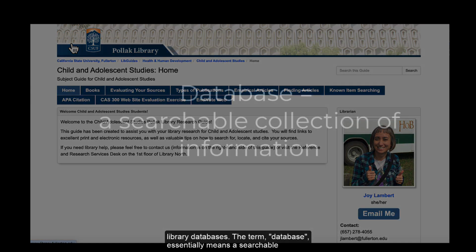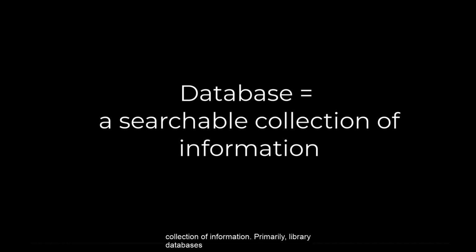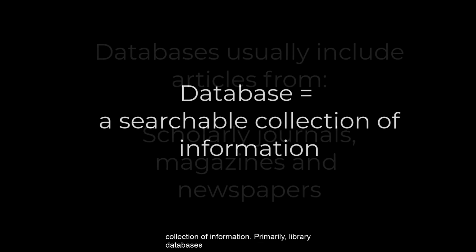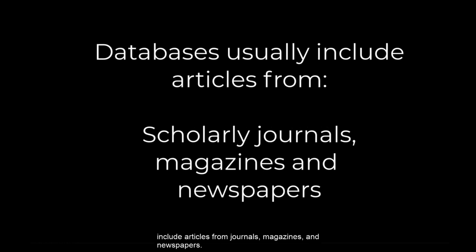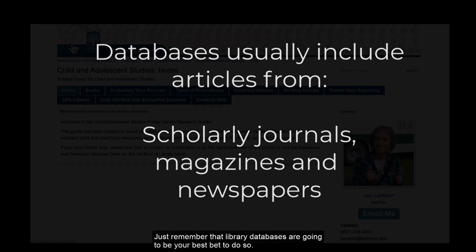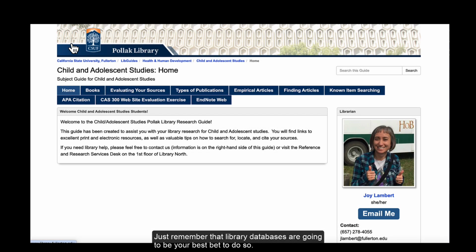The term database essentially means a searchable collection of information. Primarily, library databases include articles from journals, magazines, and newspapers. When your professor asks you to find scholarly and/or empirical articles, just remember that library databases are going to be your best bet to do so.